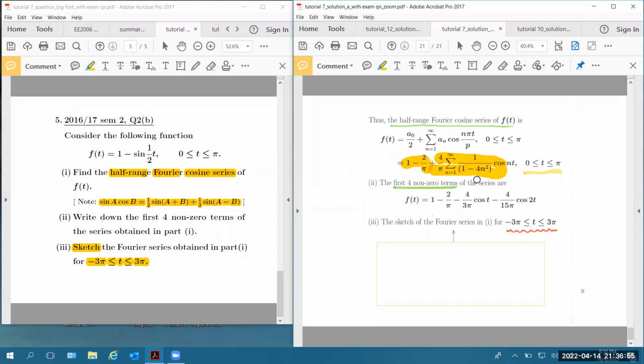Y'all have some idea or not? Is it term by term? Term by term. But this one is an infinite number of terms. So how do you term by term? Until infinity. So that means you cannot look at this to sketch.